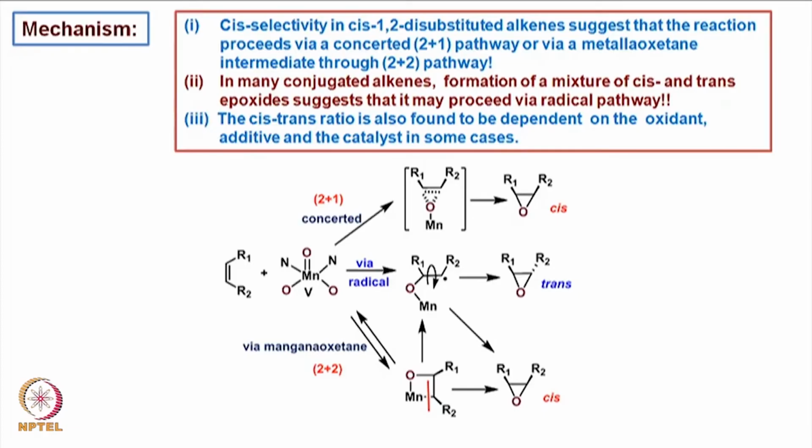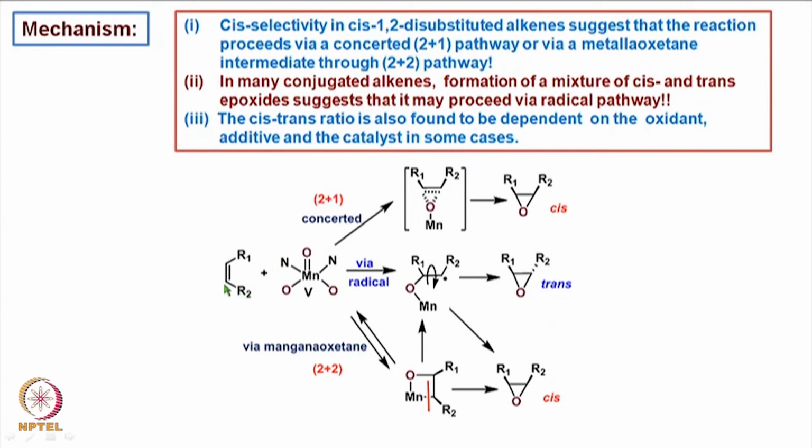Now, what exactly is the mechanism of this reaction? A lot of work has been done in this regard, and we can summarize the observations and also the suggestions. It has been observed that cis-1,2 disubstituted alkenes lead to the formation of cis-epoxides. That means there is a cis selectivity in these cases. This suggests that the reaction may proceed via a 2+1 concerted pathway like this.